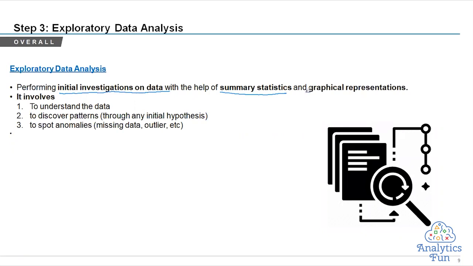And you can also plot some kind of graphical representation to basically explore the data. It basically involves understanding the data, getting yourself familiarized with the data, getting the feel of the data, to discover any patterns in the data, any initial patterns. If you have any kind of initial hypothesis, you can see the pattern through that. And you can also spot anomalies in the data, such as missing data or outliers in your data. Okay, so EDA basically involves these steps, and we will see in Python how to do that EDA analysis now.